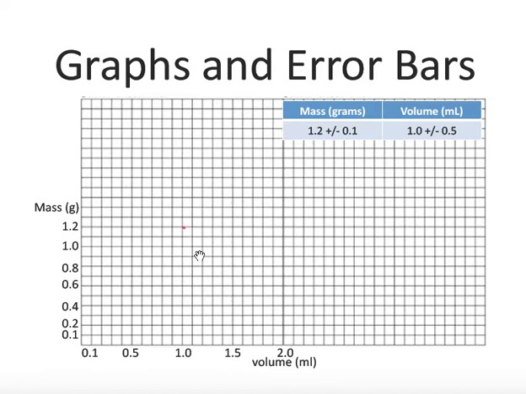All right. The question is, how do we represent this uncertainty, this error? Well, it's called an error bar. So let me explain. We start off by looking at volume. The volume measurement is 1.0, give or take 0.5, plus or minus 0.5. This means that the volume could have been as low as 0.5 or as high as 1.5.